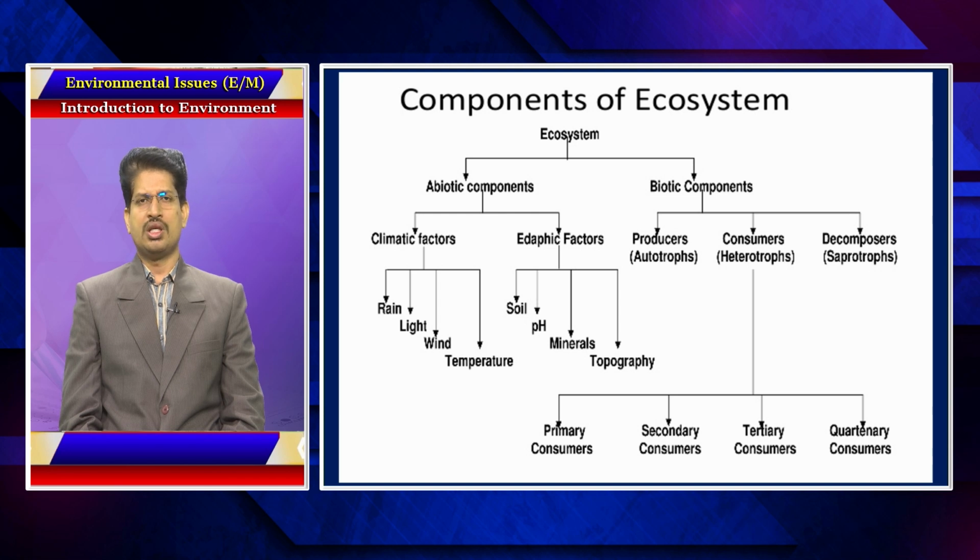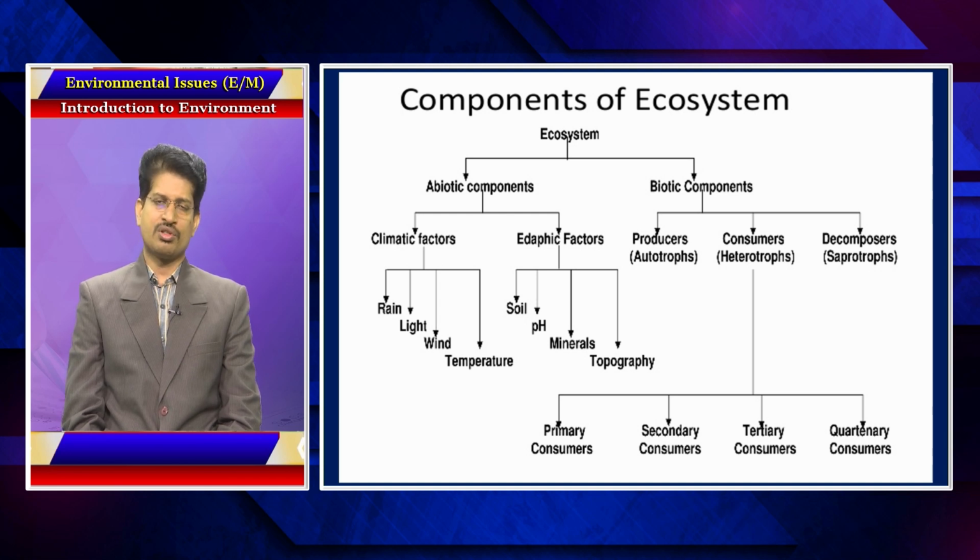Producers means green plants, which are responsible for photosynthesis, which is responsible for making food material. All the organisms in the ecosystem are dependent upon these plants directly or indirectly. That is the reason why they are known as producers. Consumers are organisms which are heterotrophs, which cannot prepare their own food material and depend upon other organisms, might be animals or plants.